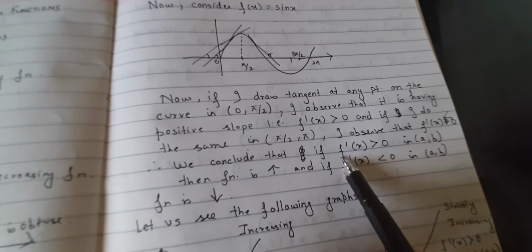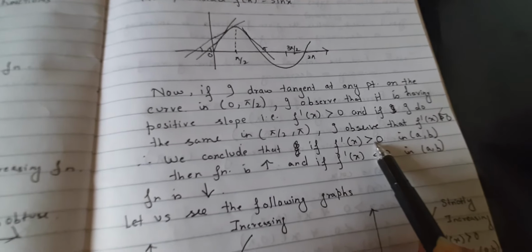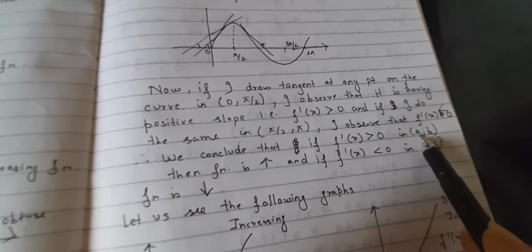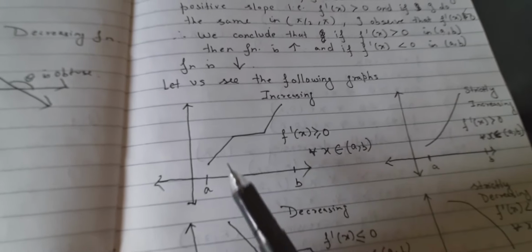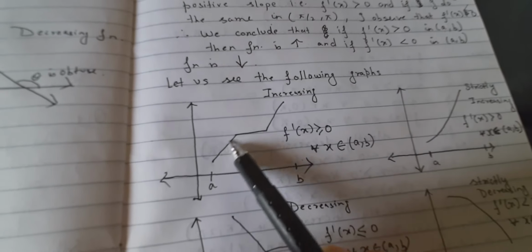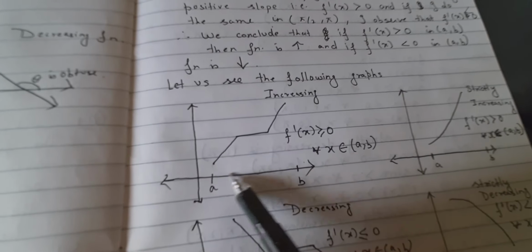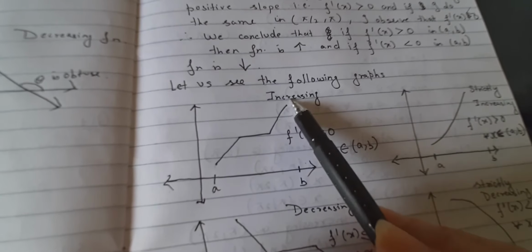That means we have to find dy by dx. If dy by dx is greater than 0, then the function is increasing in a particular interval, and if it is less than 0, then the function is decreasing. So let us see the following graphs now. I have taken an interval a to b, and the graph is first increasing, then it becomes constant, and then again it is increasing.